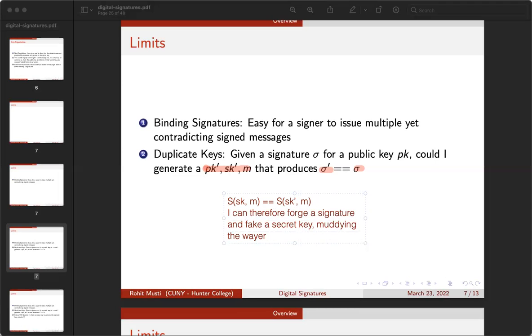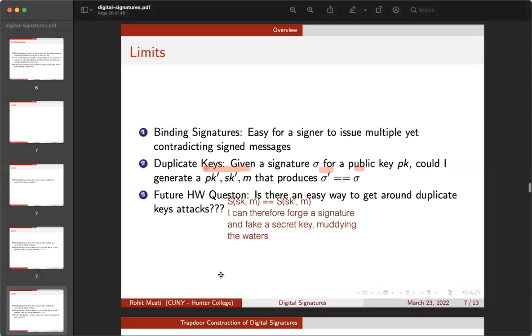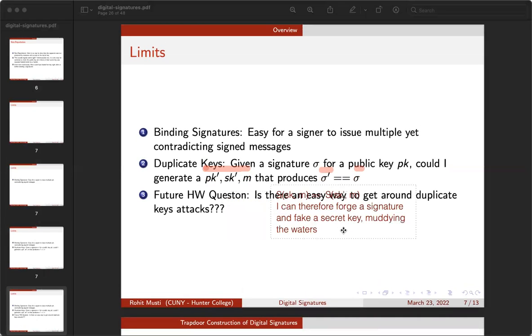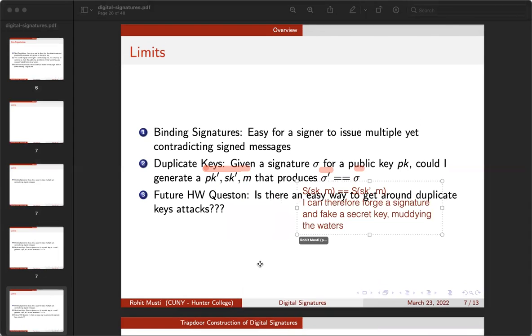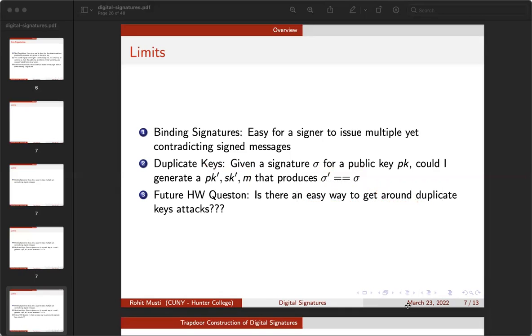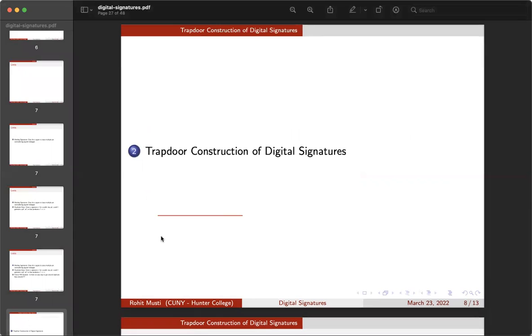Right, so there's this kind of attack as well that's available. So that's not very good. And also, in a future homework question, by the way, I'm going to ask you to figure out: is there an easy way to get around these duplicate key attacks? Hint, there is. I'm going to ask you to construct it, so start thinking about that.